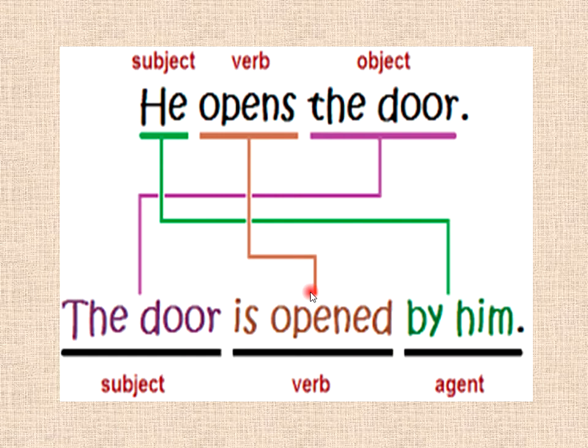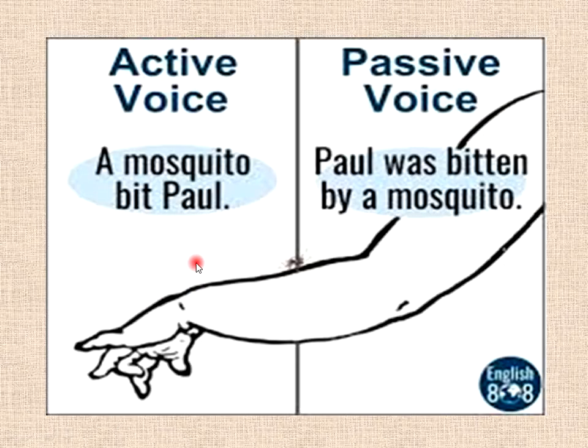You can see a simple sentence over here: he opens the door, subject, verb, object. So whenever we convert this active sentence into a passive sentence, that would become the door is opened by him. Subject, verb, agent. In the simple sentence, you can see in active voice a sentence is a mosquito bit Paul. And when we convert the sentence into passive voice, Paul was bitten by a mosquito. Subject would be at the place of object and object would be at the place of subject. And over here we have used the helping verb and the third form and the by to convert the active sentence into passive voice.